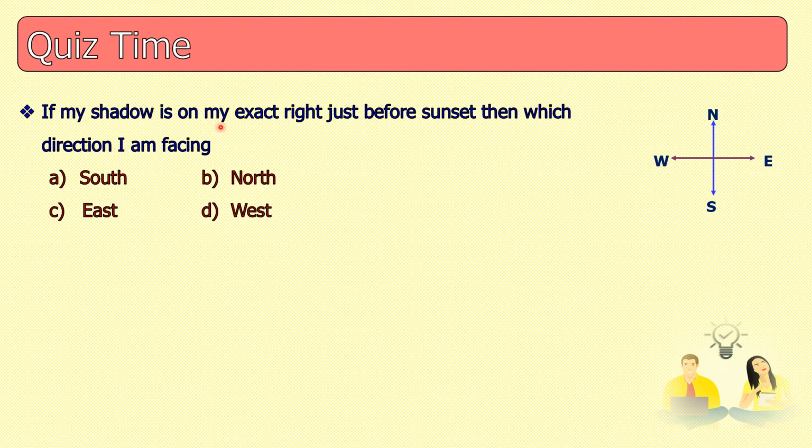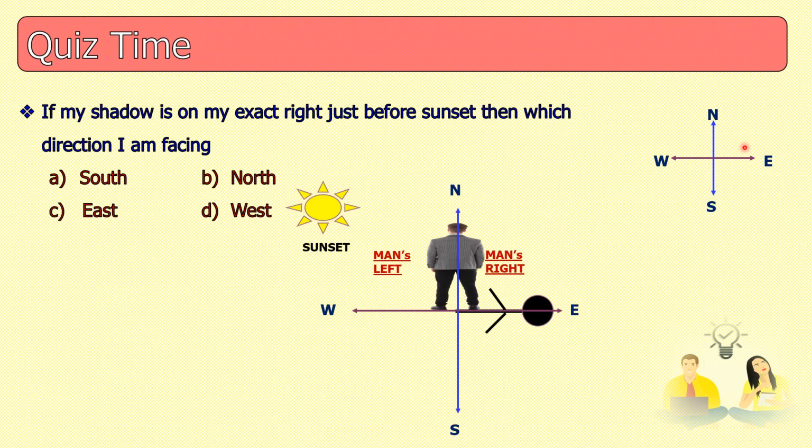If my shadow is on my exact right just before sunset, that means in the evening, catch the keyword. In the evening, your shadow is towards east. So if it is on my exact right, on your exact right, then which direction am I facing? So if east is my right, then I am facing north. You can use your right hand and check if east is on your right hand, then north is in front of you.